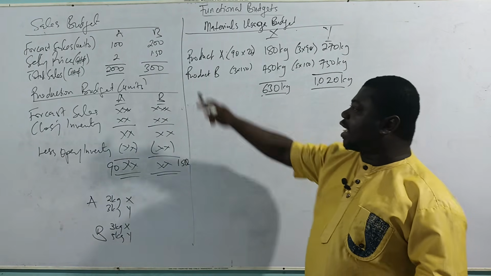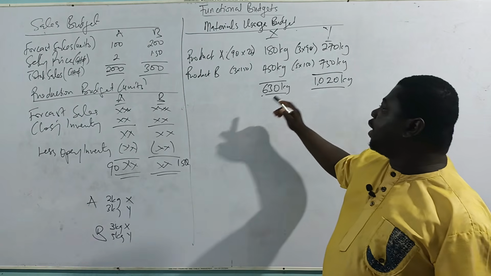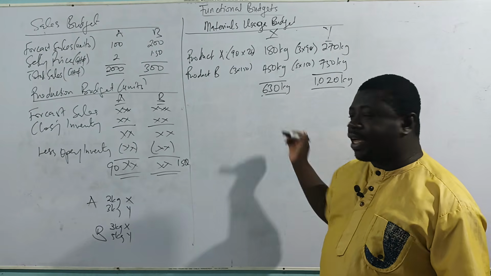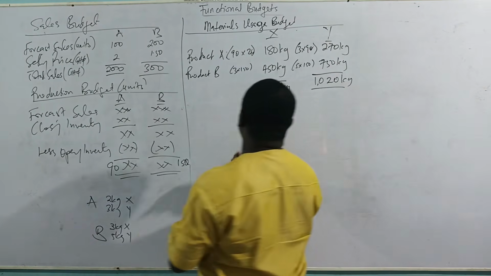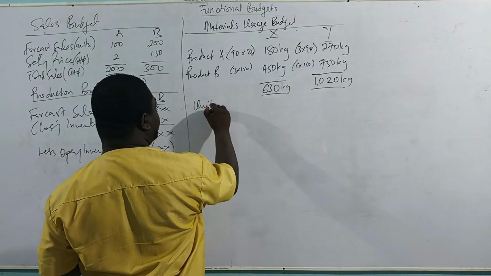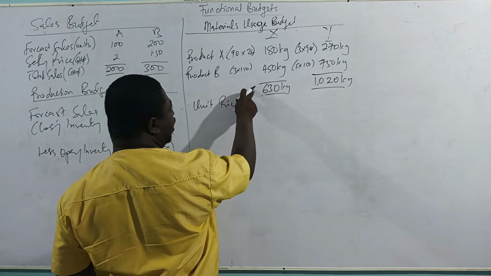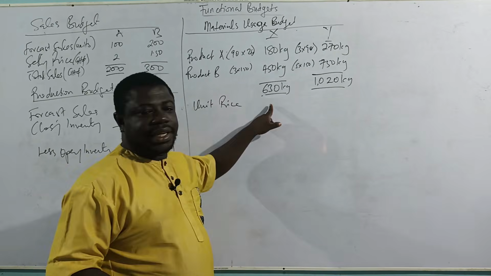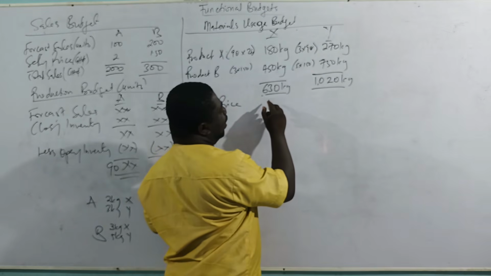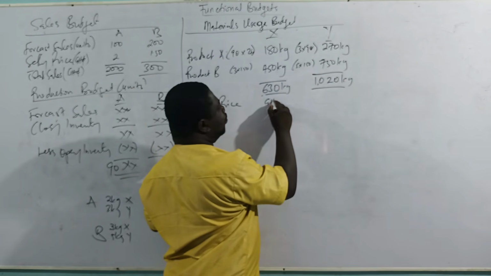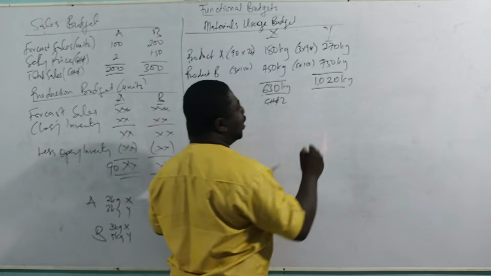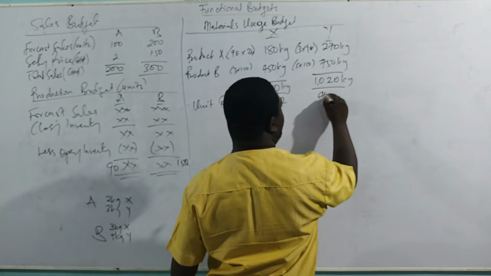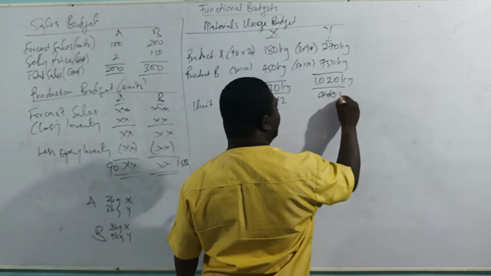But just as we did with the sales budget, we can equally multiply by the price per material to get the material usage budget in value. So unit price could be added. So this is in units. So for unit price, we can say that material X costs, let's say 2 cedis, and then material Y costs, let's say 0.5.